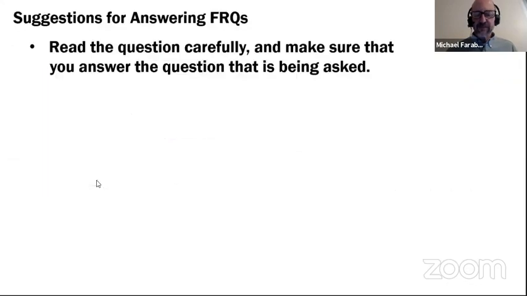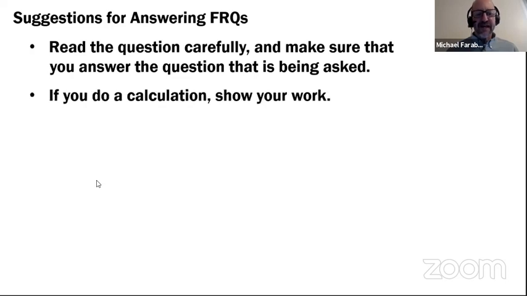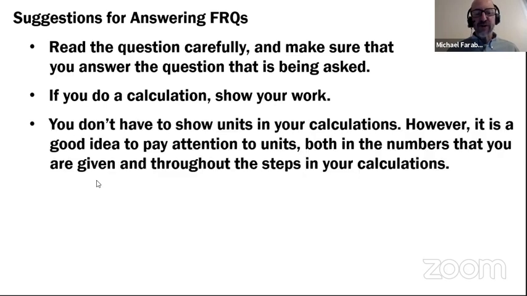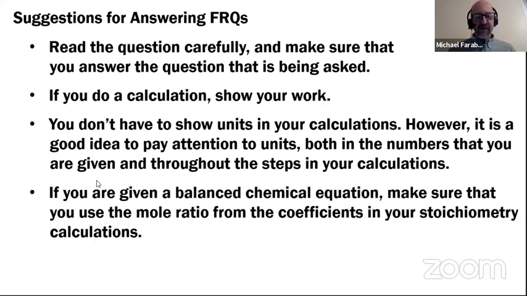Here we go. Read the question carefully, as I said, and make sure that you answer the question that is being asked. If you do a calculation, show your work. Do not just show the final answer, show your work in some form. Now, you don't have to show units in your calculations. However, it is a good idea to pay attention to units, both in the numbers that you are given and throughout the steps in your calculations. That way you don't switch from grams to kilograms or kilojoules to joules or liters to milliliters and not remember what you had started with. If you are given a balanced chemical equation, make sure that you use the mole ratio from the coefficients in your stoichiometry calculations.